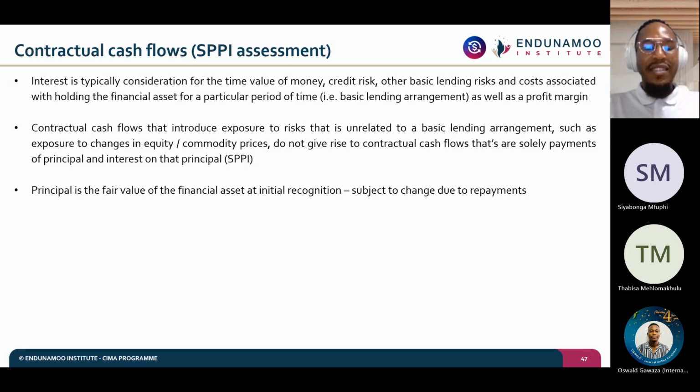If the SPPI test has not been met, then it means the contractual cash flows, being the monthly payments or annual payments, are not payments of principal and interest on the principal amount outstanding, where the principal amount is the fair value at initial recognition, which is subject to change due to the repayments over the loan term. Any misunderstandings or questions on this concept of SPPI?